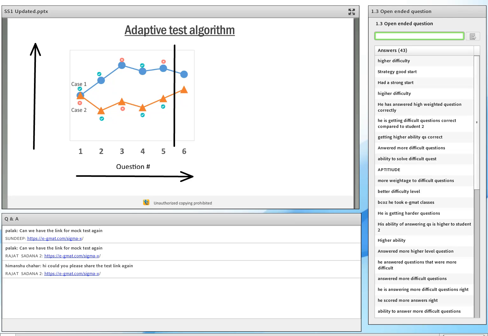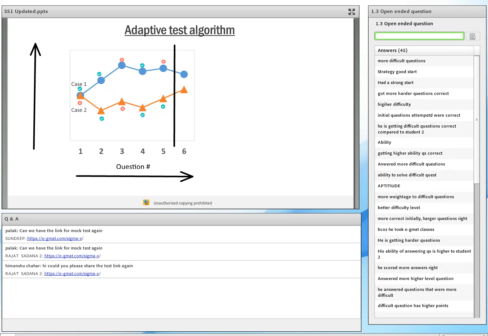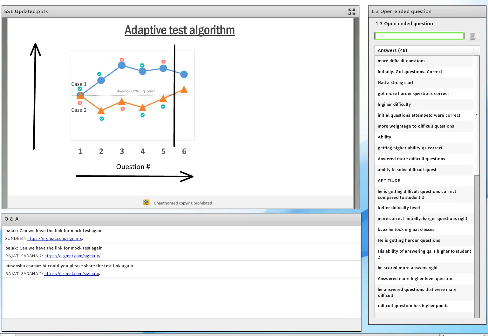Okay. So also some of you have said difficult questions carry greater weight or higher weight. That's perfect. Those are really good reasons. If you're really doing that, you're already thinking in terms of ability. And let me just put this over here. Okay, this is the average difficulty line.